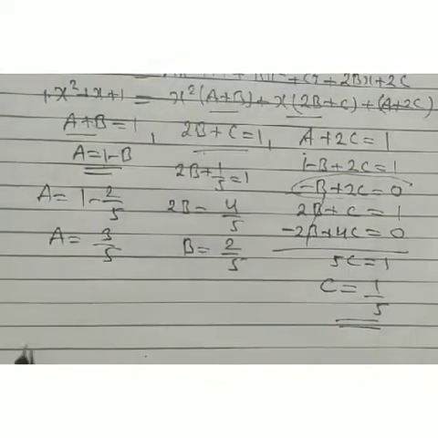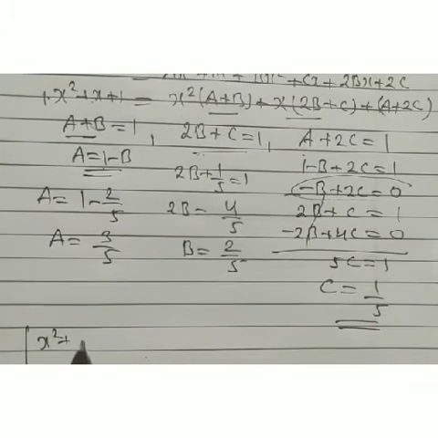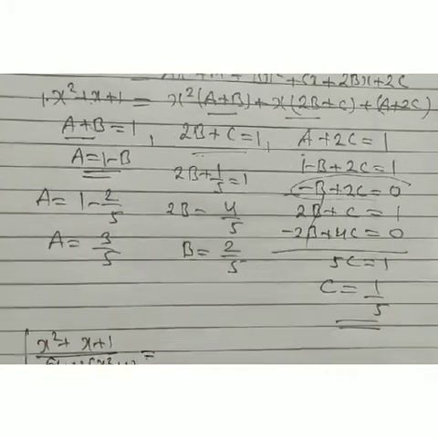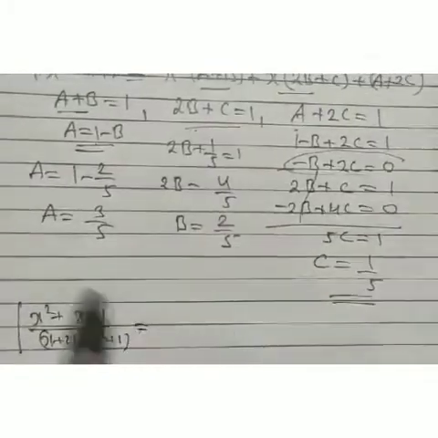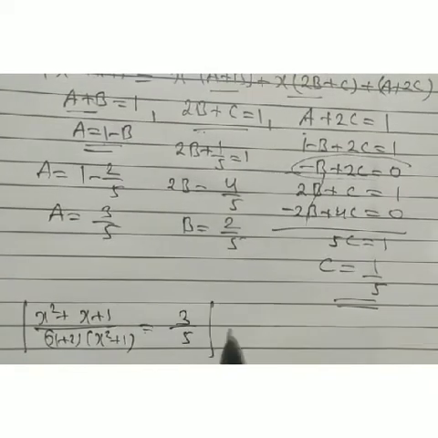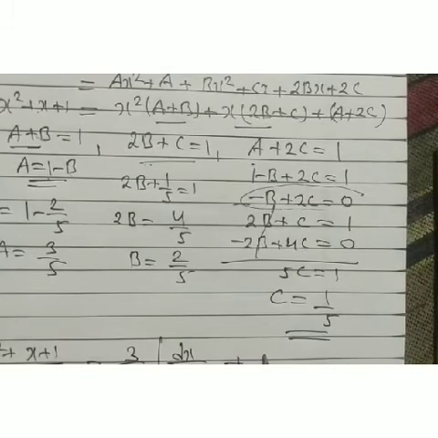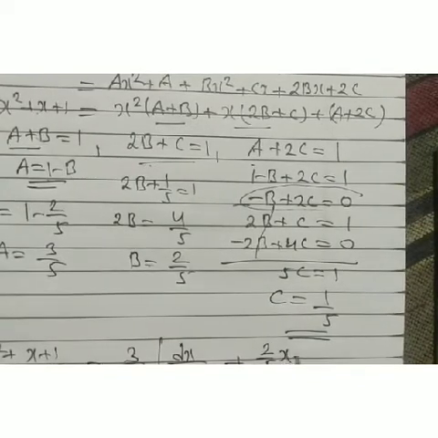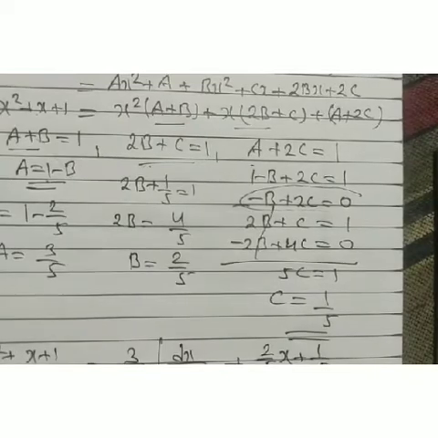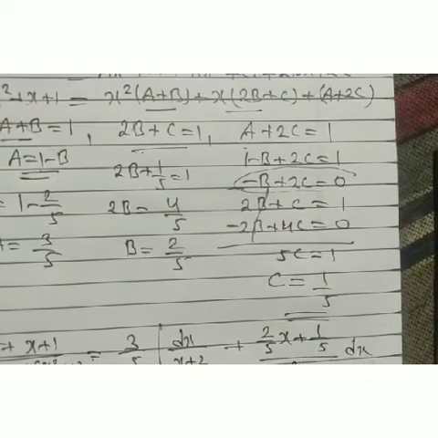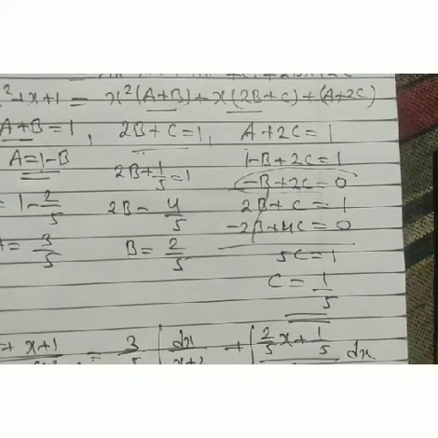Now our integration of x square plus x plus 1 divided by (x plus 2)(x square plus 1) is given by a, which is 2x plus 2. The value of a is 3 by 5, 3 by 5 integration of dx upon x plus 2, plus (bx plus c), where b is 2 by 5 and c is 1 by 5, divided by x square plus 1 dx, with the integral sign.